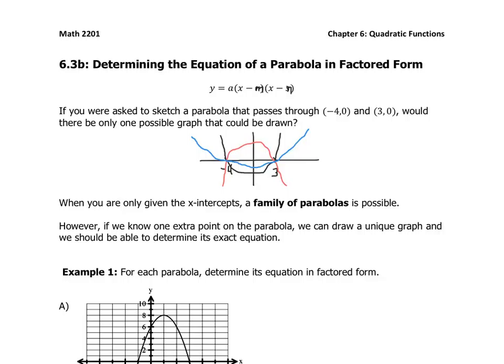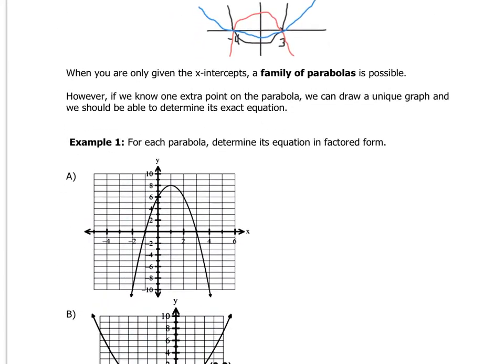So when you're only given the x-intercepts, there's a family of parabolas that are possible, and you'd have to know a little bit more information to get the exact equation. All you really need, if there's a specific one in mind, is one extra point on the parabola, and then you can draw a unique graph to determine the exact equation. So I'm going to try a few examples now to show you what you can do.